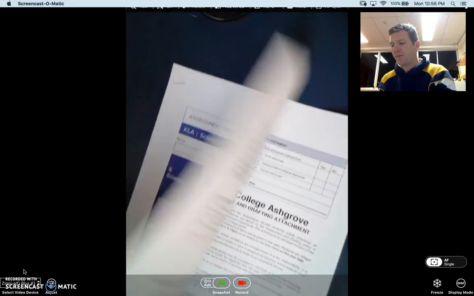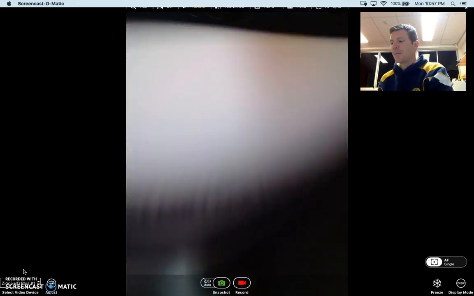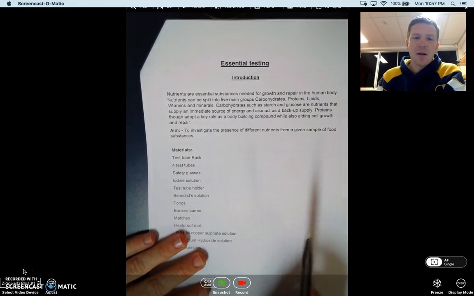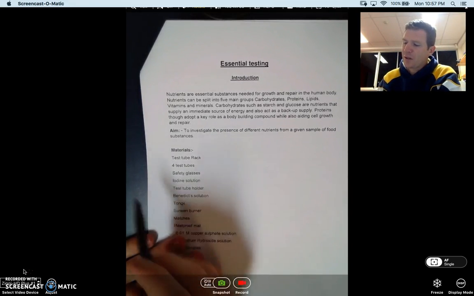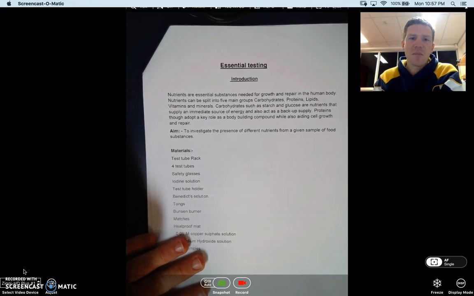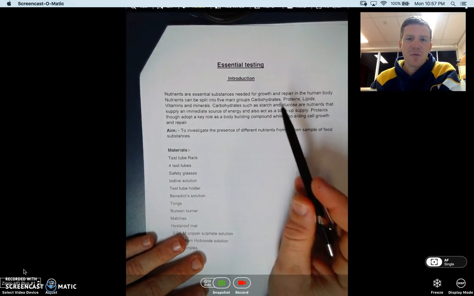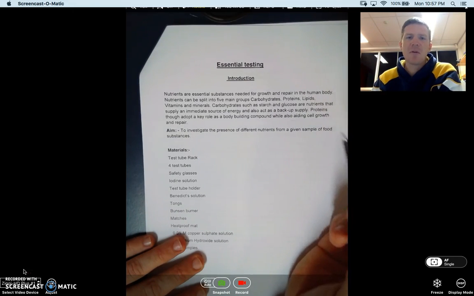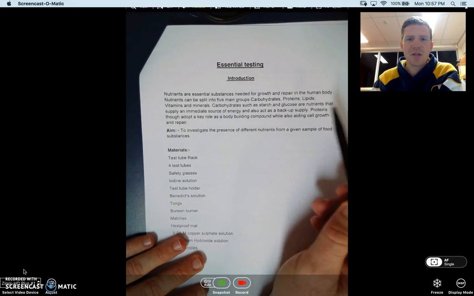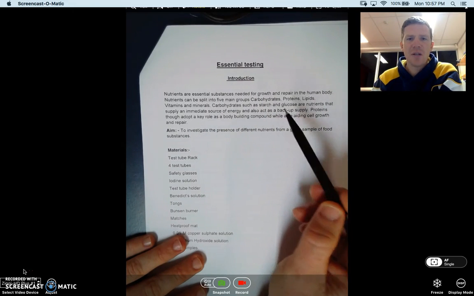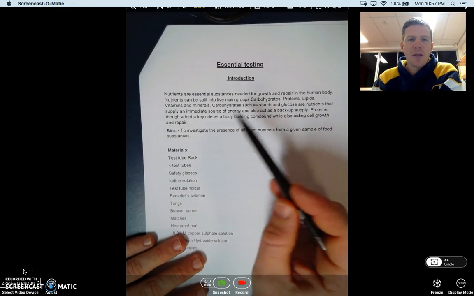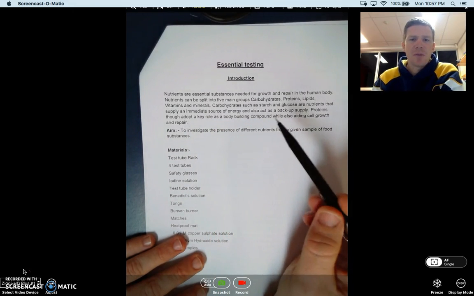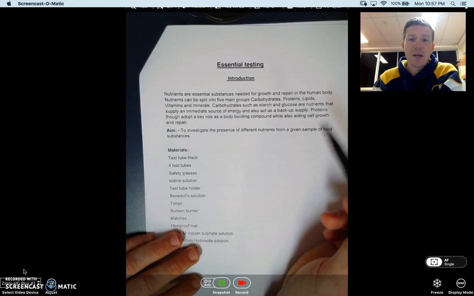Okay, so if we go through this now, this is the usual stuff as per policy. It's important that you read carefully through the introduction. Now, this has been done for you. Next one you're going to have to do yourself, but the introduction basically outlines the background of the information. So nutrients are essential substances needed for growth and repair in the human body. Nutrients can be split into 5 main groups: carbohydrates, proteins, lipids, vitamins, and minerals. Carbohydrates such as starch and glucose are nutrients that supply an immediate source of energy and also act as a backup supply. And proteins, they'll adopt a key role in bodybuilding as a bodybuilding compound while also aiding cell growth and repair.